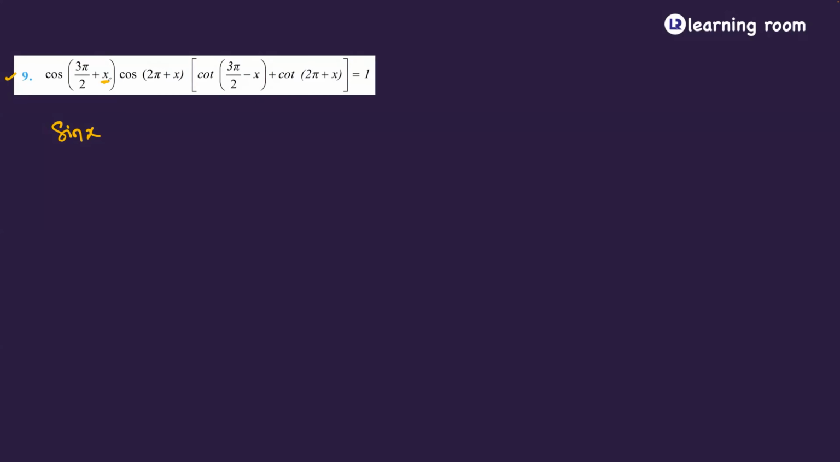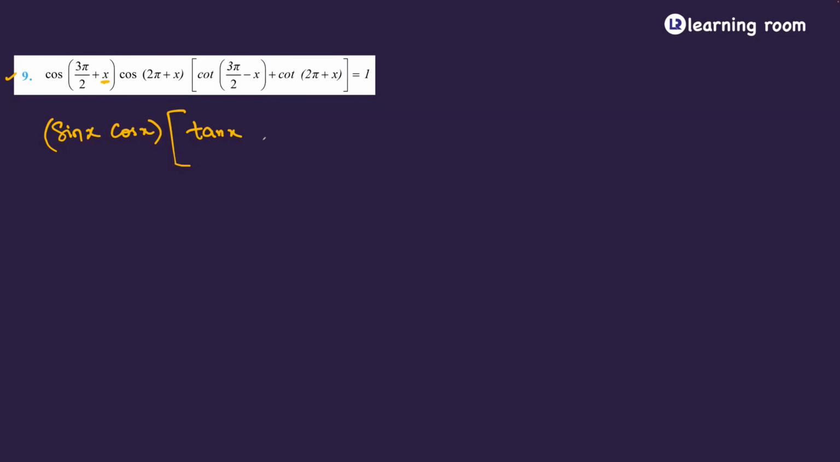Got it? Cos of 2 pi plus x. 2 pi is one full revolution, plus x means you are entering the first quadrant. So you'll write this as cos x itself into cot of 3 pi by 2 minus x. So since it's an odd multiple of pi by 2, you need to write the complement of cot, which is going to be tan x. Now, complement of cot is tan. But the thing you need to be careful with is, which quadrant is it? Third quadrant. In third quadrant, 3 pi by 2 minus is third quadrant. So third quadrant cot is positive. So leave it as it is.